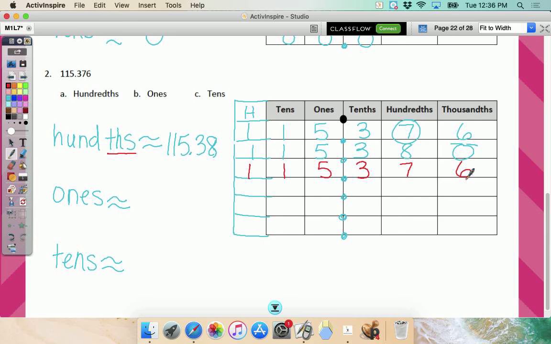This is fun. Good. So, Sierra, what should I circle? 5. Okay, why am I circling the 5? Because that's what we're going to try to round. Okay, we're rounding to the ones place, aren't we? And what should I underline?